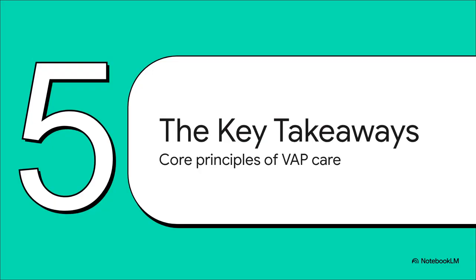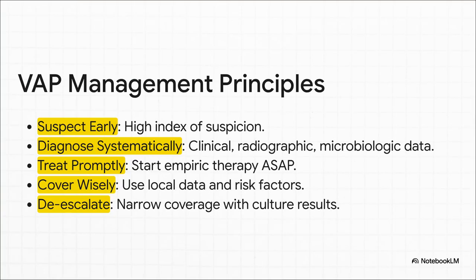Whew, we have gone through a ton of information. So let's take a breath and boil it all down to the absolute must-know take-home points for managing VAP. Okay, if you walk away with anything from this, let it be these 5 principles. Number 1, suspect early. Your patient on the vent starts getting worse, VAP should be on your mind. Period. 2, diagnose systematically. It's a puzzle. You need the clinical picture, the x-ray, and the microbiology to solve it.